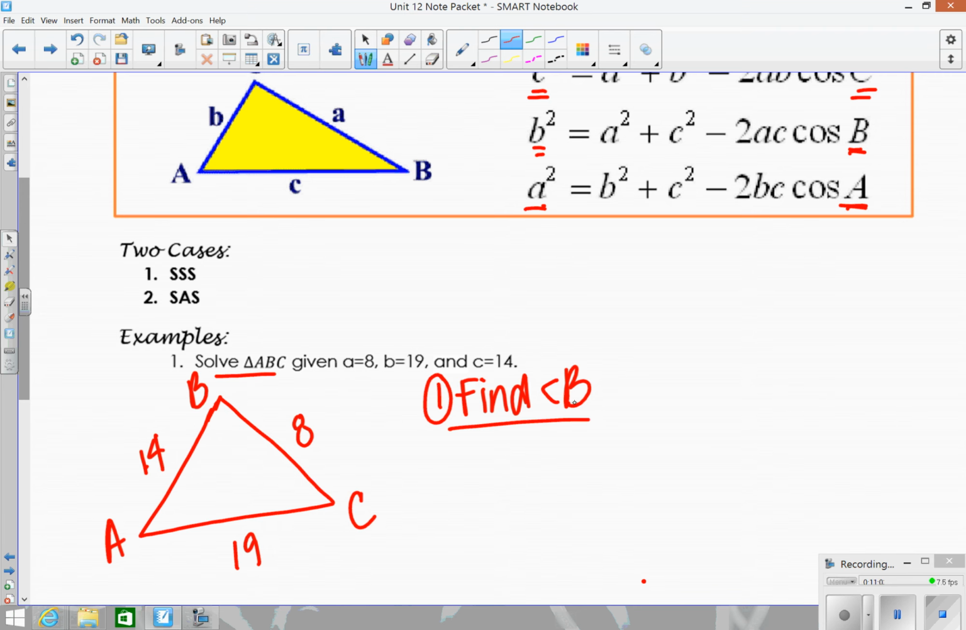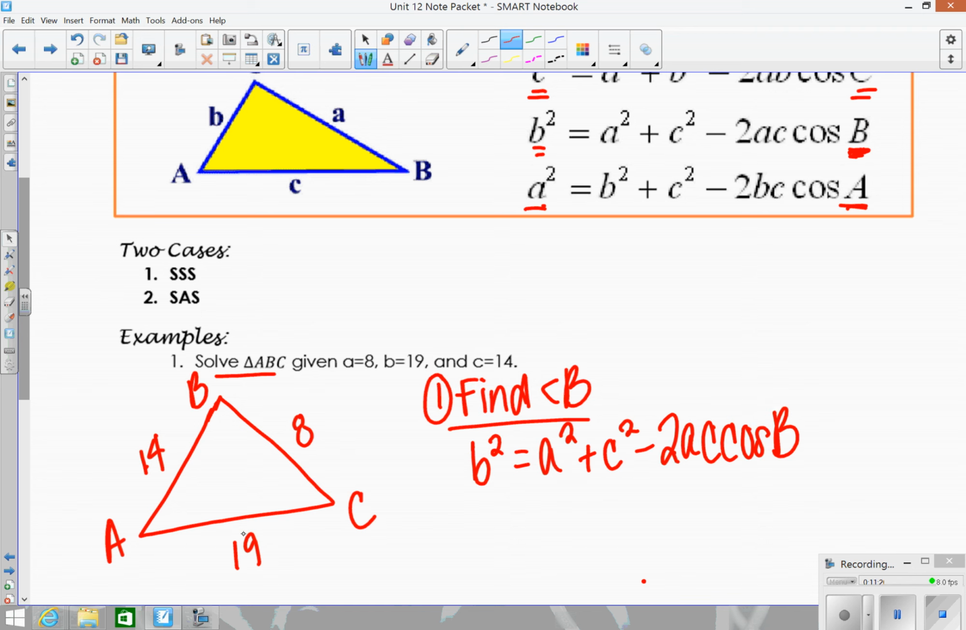So if I want to find angle B, that means I have to use the formula with angle B in it so that I can actually solve it. So b squared equals a squared plus c squared minus 2ac cosine of b. So then we plug in.